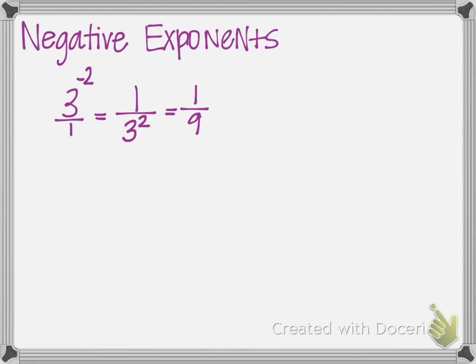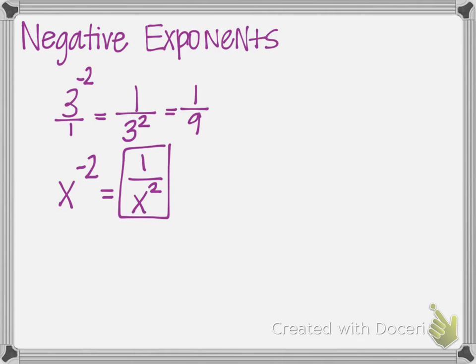Well, what if I had a variable, like x to the negative 2? Well, you're going to do the exact same thing, except right here where I could do 3 squared and get 9, I can't do that with x. So I'm just going to do 1 over x squared, and that's it. That's my answer. So I stop.